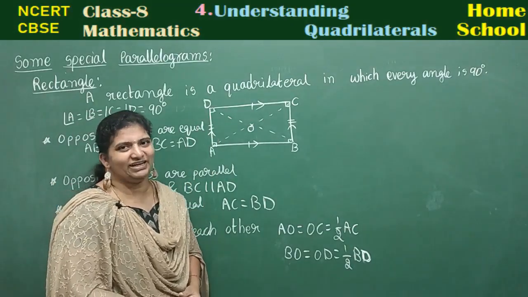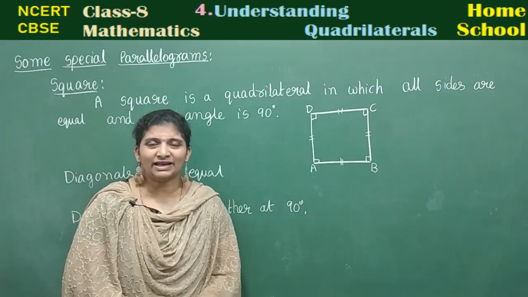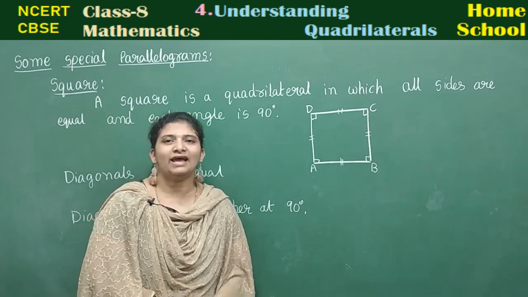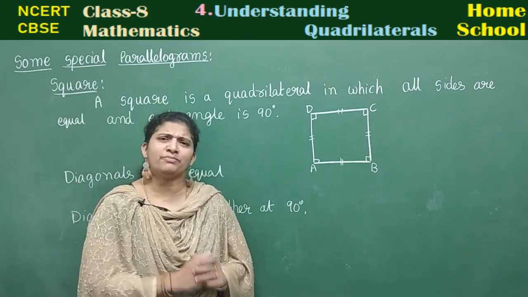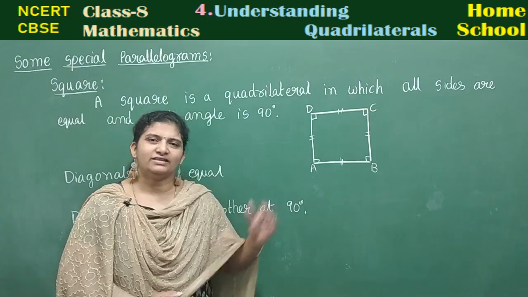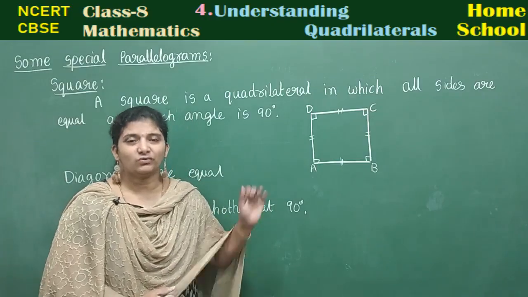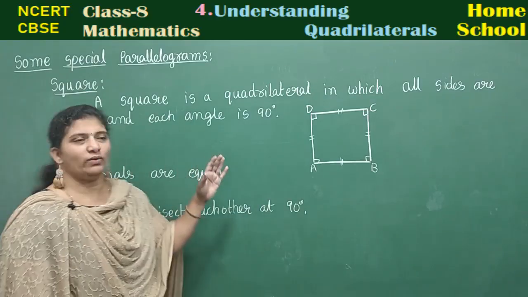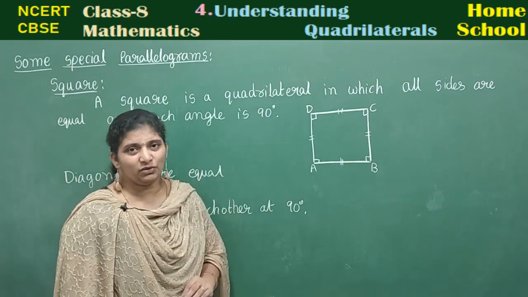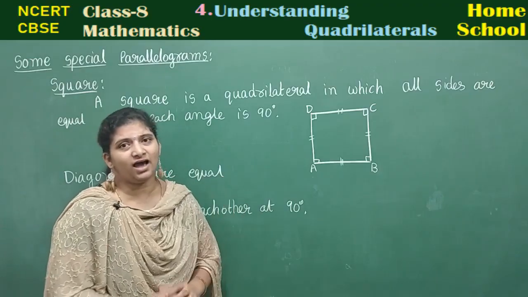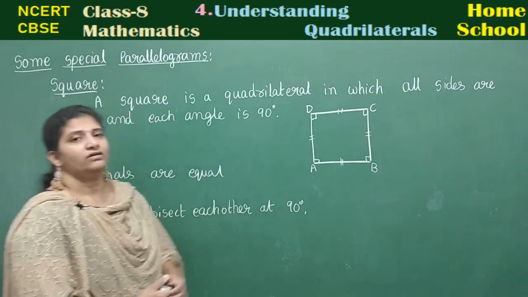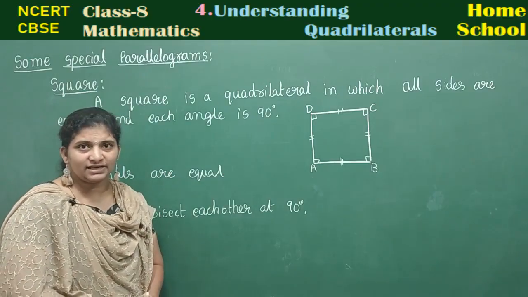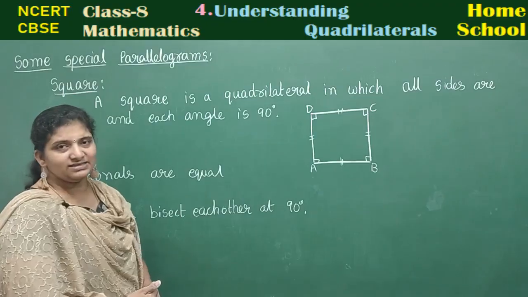Square. This is a quadrilateral which satisfies all the properties of a parallelogram, rectangle and rhombus. It satisfies all the properties of all these three. And what is a square? A square is a quadrilateral in which all sides are equal and each angle is 90 degrees.